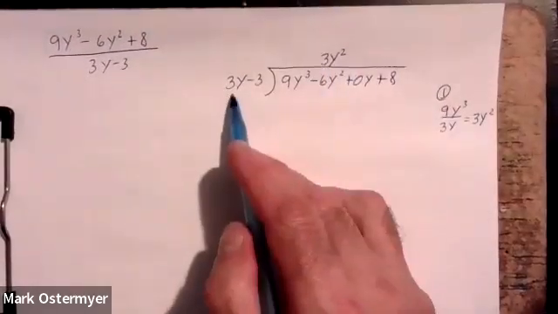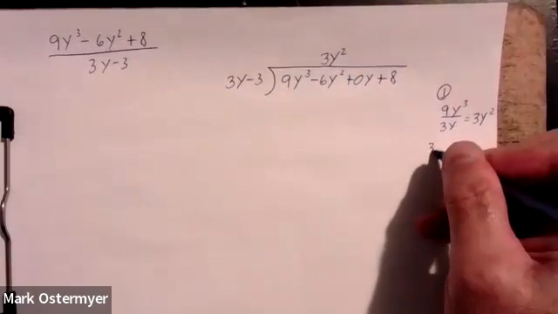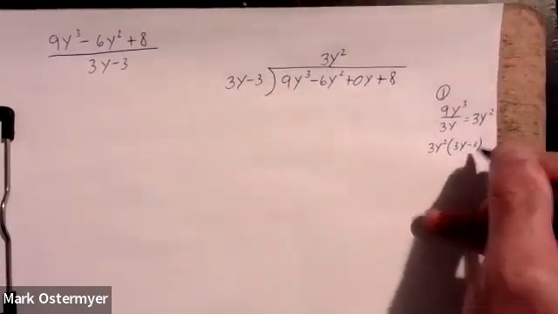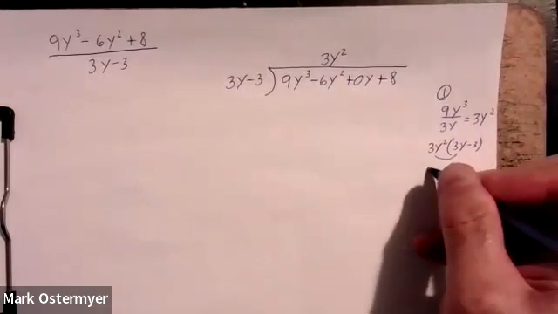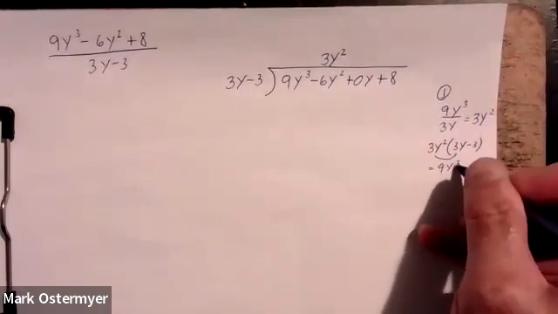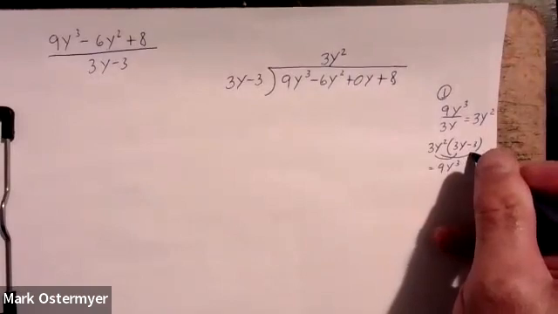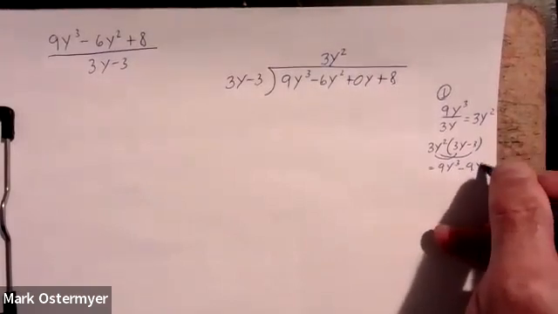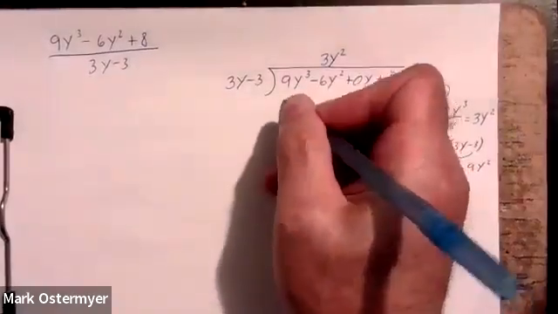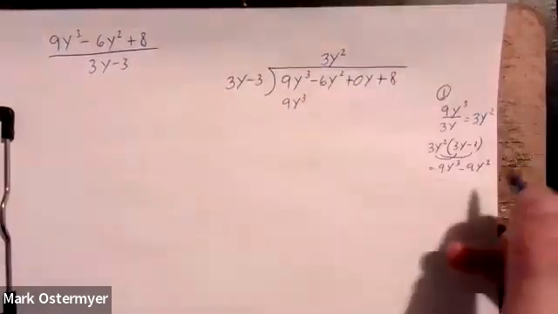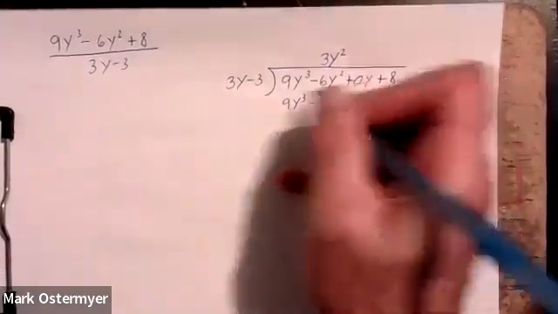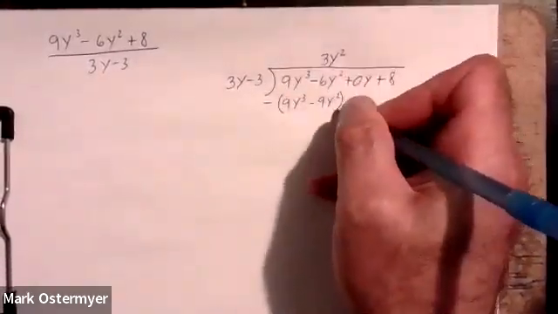3y squared now gets multiplied by the divisor. 3y squared times 3y is 9y cubed. And 3y squared times negative 3 is minus 9y squared. So the 9y cubed goes here. The minus 9y squared goes here. Subtract off the whole polynomial.